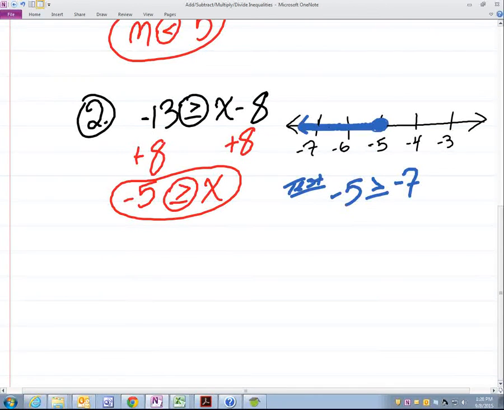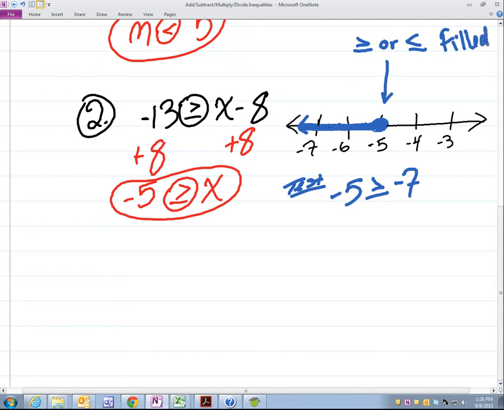So, this example shows that for less than or equal to, or greater than or equal to, it's a filled-in circle. Filled-in circle.